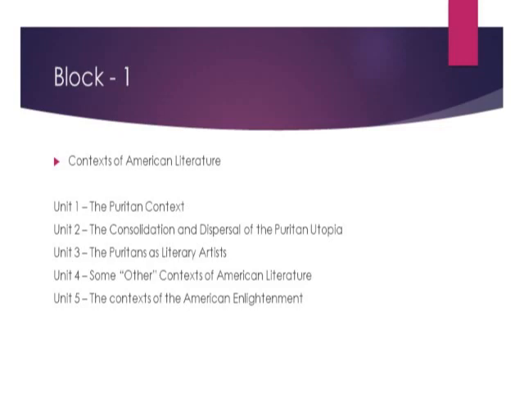The first block in American Literature deals with the contexts of American literature: the Puritan context, the consolidation and dispersal of the Puritan utopia, the Puritans as literary artists, and some other contexts of American literature, the context of the American Enlightenment. I'll make a separate video for block 1 and the subsequent blocks. When I make the separate video, we'll discuss these units in detail, and you can easily make your notes once we discuss these units.